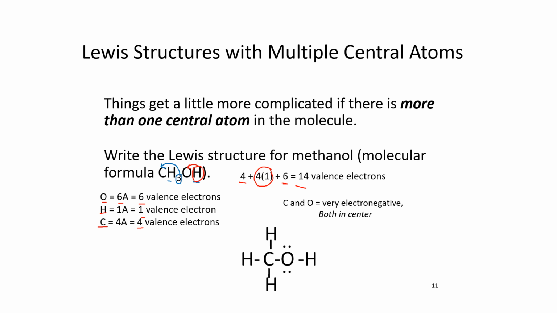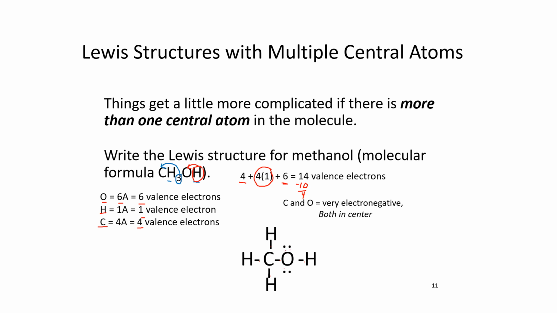Next is to figure out, now that all the terminal atoms are happy, if we have any extra electrons to add. So how many have we used? Looking at the single bond lines, counting each of those single bonds as 2 electrons, we have 2, 4, 6, 8, 10. So we've used 10 total valence electrons. Since we originally had 14, and we've already used 10, we have 4 left. So those 4 have to go on a central atom. Now the next question is, are they going to go on carbon or are they going to go on oxygen? They're going to go on oxygen.